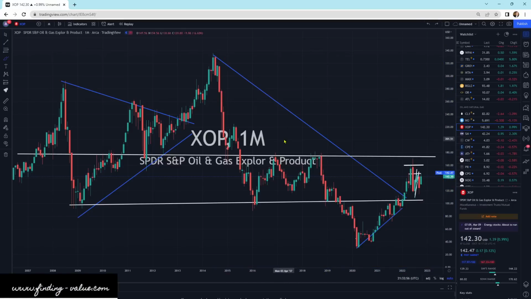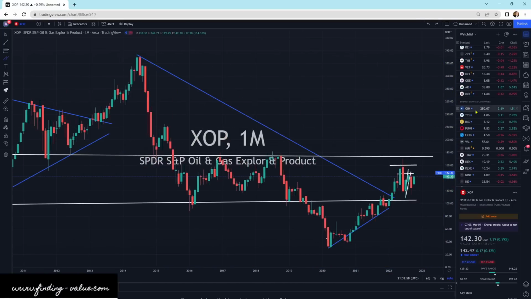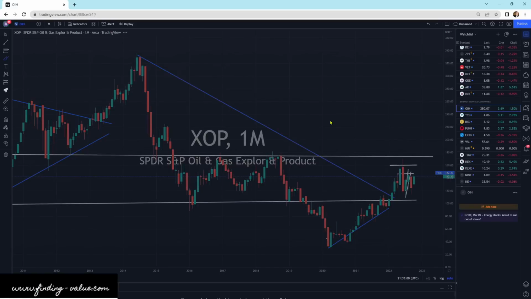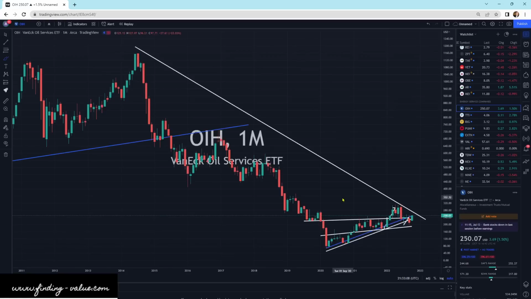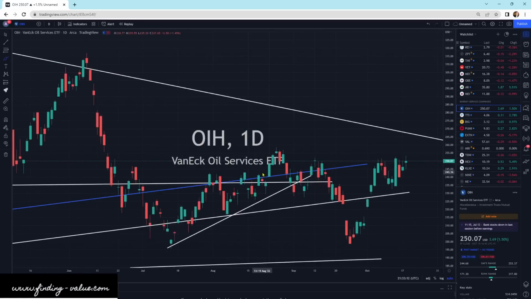But that's XOP there. We've got OIH, which is an energy service companies ETF. OIH, I think, still looks good. It's still hanging in there quite well given the price of oil and natural gas. We've got nice big buying pressure here. There's not too much selling pressure.